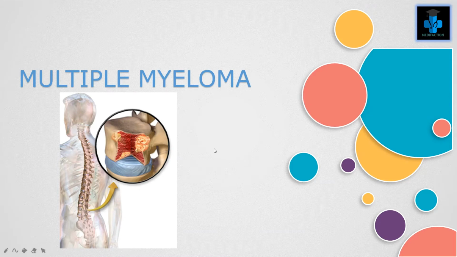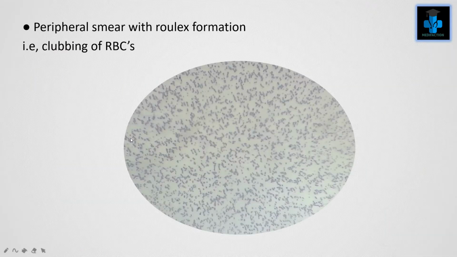Today, let's learn about multiple myeloma. So let us begin by observing a histological slide, which is a peripheral smear of a person with multiple myeloma, and we can easily identify the Rouleaux formation of the RBCs, otherwise known as clubbing of RBCs, which is a feature of multiple myeloma.